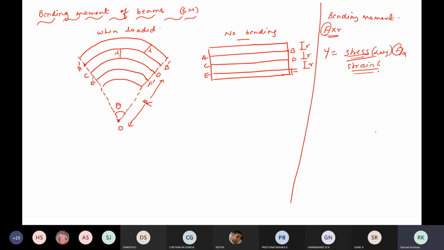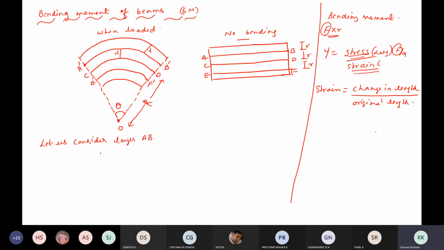For strain, let us find the change in length. Longitudinal strain is the change in length of the beam to the original length. Now, out of all the layers, let us consider only one layer, layer AB. What is the force acting on the beam only due to layer AB? Then we'll sum up.